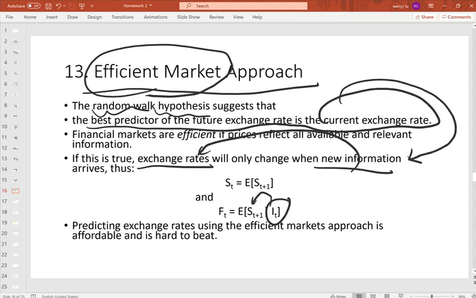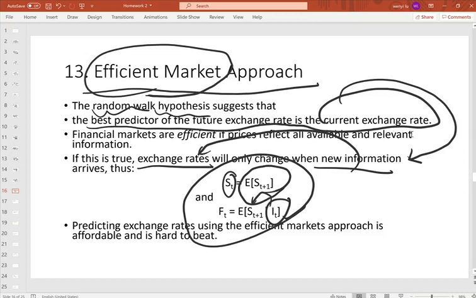If a market is efficient, whatever happened in the market is already reflected in today's market. There's nothing hidden from the public. Everything known to one trader should also be known to all the other traders. That's why you can say the efficient market approach assumes a random walk. The price absorbs all information, so our current rate is also a good prediction for the future exchange rate. And that's called the efficient market approach.